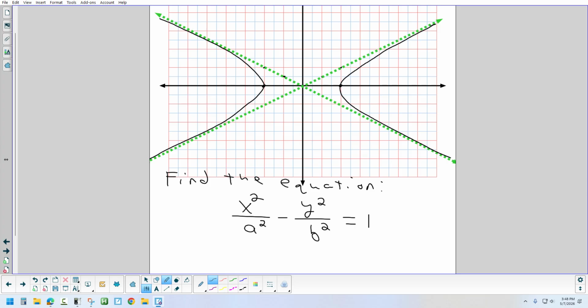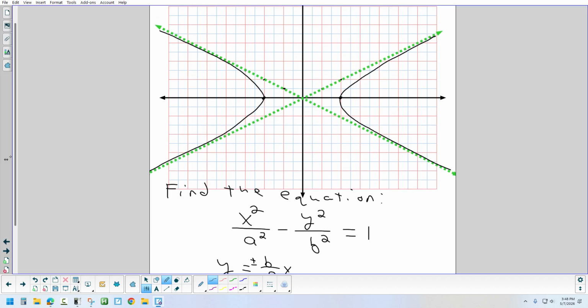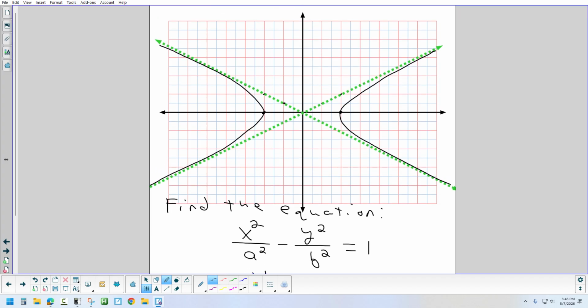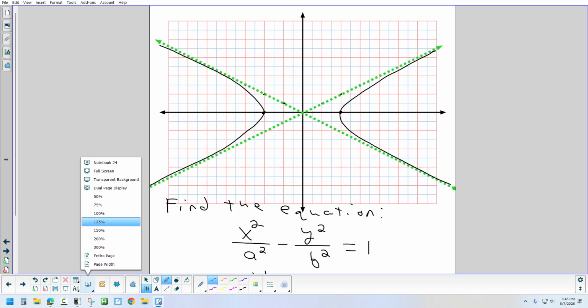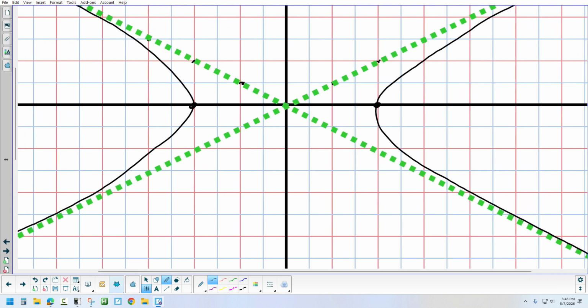And the other thing that we know about a hyperbola where the transverse axis is horizontal is it has asymptotes. And what's the slope of the asymptotes? B over A. And it's positive and negative, B over A. Okay, so let's see if we can figure out what we need. Are there any points in that hyperbola that we could find the coordinates of that might be helpful? The vertices, yeah.